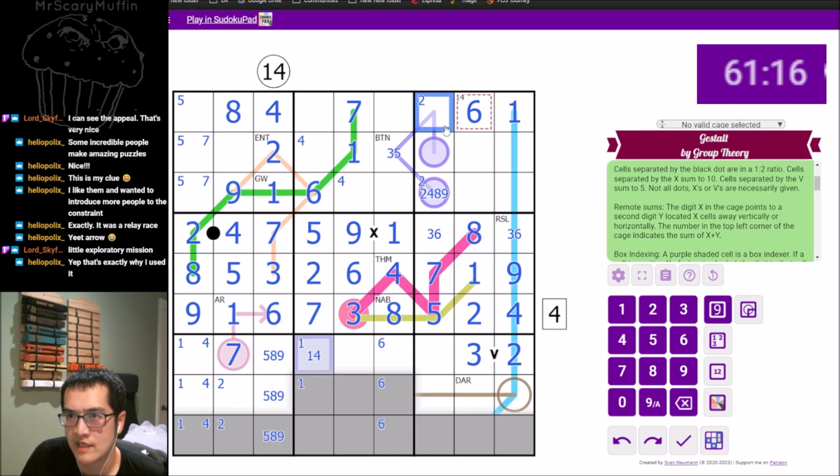So I think we know this cannot be a 2, right? Because if this is a 2, we need a 1 on the line, 1 on the circles, and that's just plain improbable. So that gives us a bunch of 2s. 2 down here.